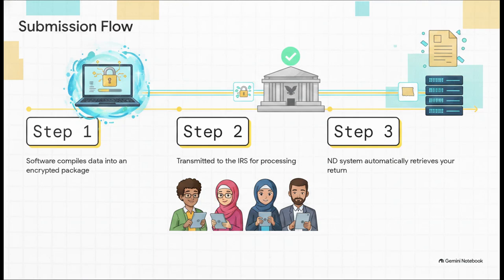Let's see how this all connects to the actual submission system. North Dakota uses this framework called the Federal/State Modernized E-File Program, or MeF for short. Basically, when you're done reviewing everything, the software compiles all your data into one highly encrypted package. It shoots this off to the federal IRS first. Then, once the IRS gives your federal return the green light, the North Dakota state system automatically piggybacks right onto that transmission and retrieves your state return.